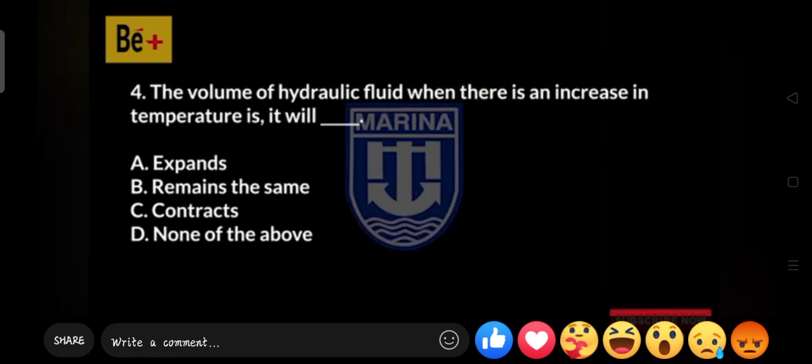The volume of hydraulic fluid when there is an increase in temperature, it will A. Expands, B. Remains the same, C. Contracts, D. None of the above. The answer is A. Expands.